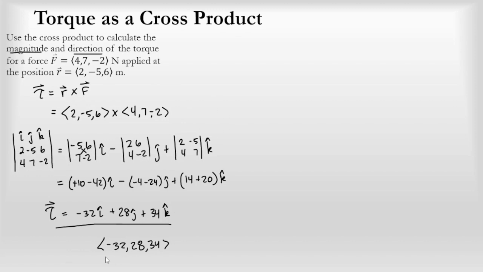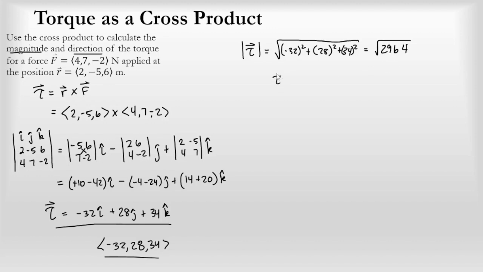Okay, so that's the vector in space. I can easily find the magnitude of this torque. I'm just going to go back to Pythagorean theorem, negative 32 squared plus 28 squared plus 34 squared, and I can take the square root of that. That'll equal the square root of 2964. I did not do that in my head. Please don't think I did that in my head.